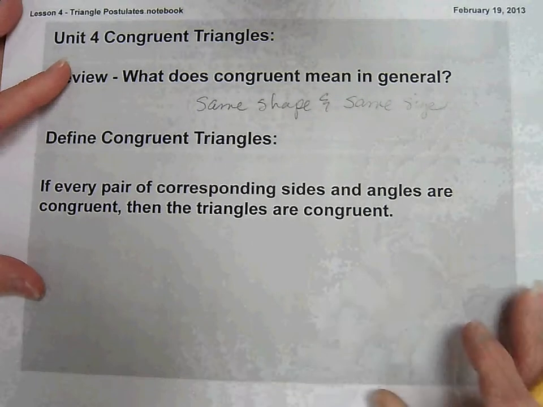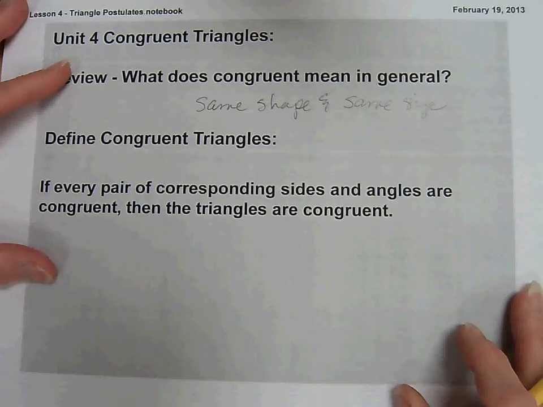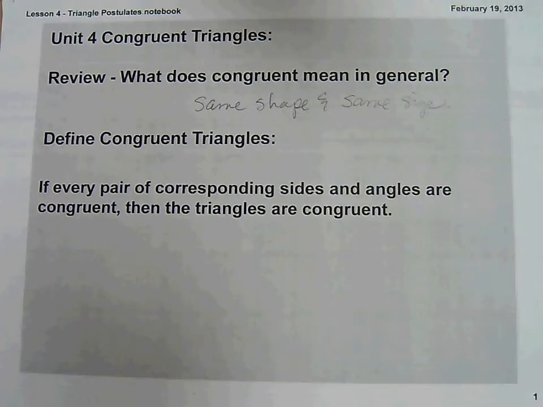Okay, so for triangles to be congruent, what do you think that means? It means all the sides have to be congruent and all the angles have to be congruent. Those are all the pieces of a triangle. So if every pair of corresponding sides and angles are congruent, then the triangles are congruent.